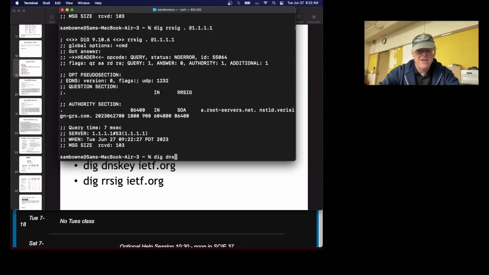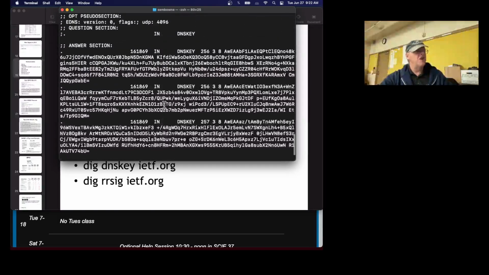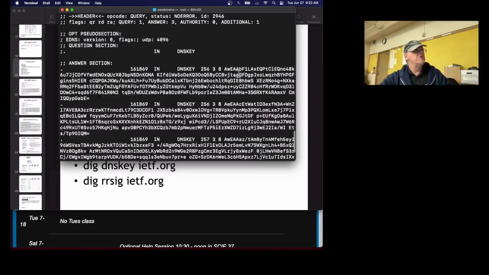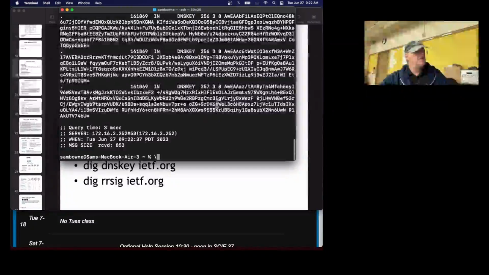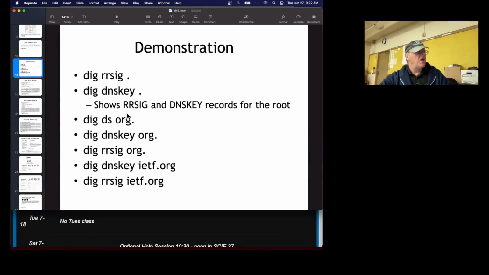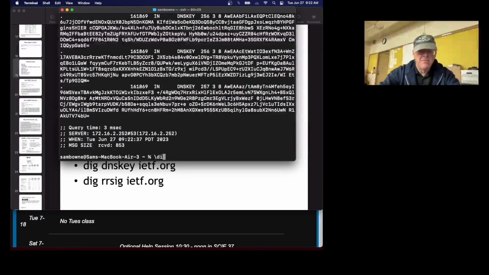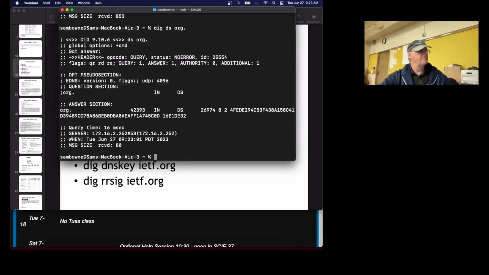Dig DNSKEY. Oh, all right, that one works. I don't know what happened to the other one, but here are some of these cryptographic signatures. There's a lot of them. All right, so there's the DNSKEY for it. And all right, let's dig DS of org. All right, and there's the answer.